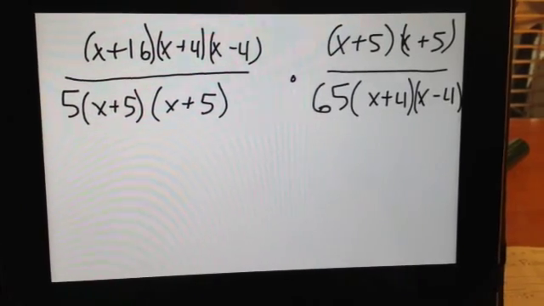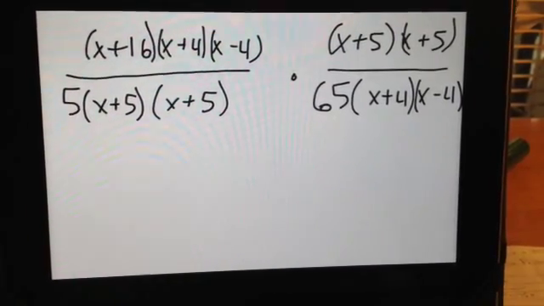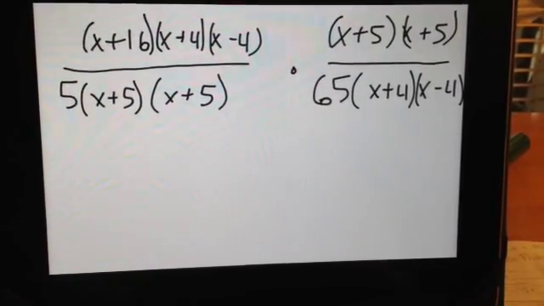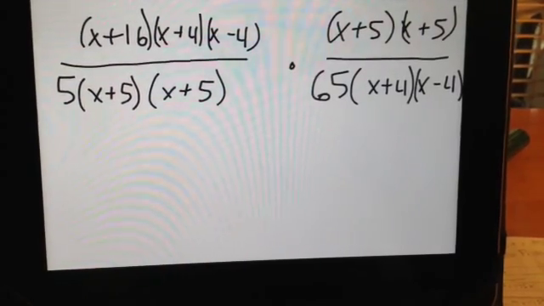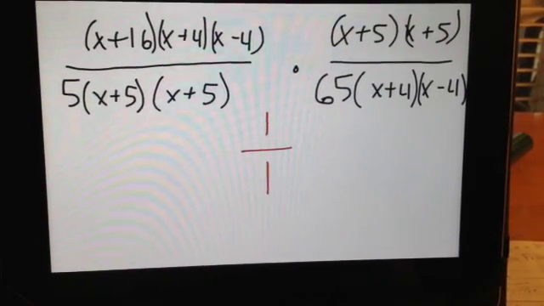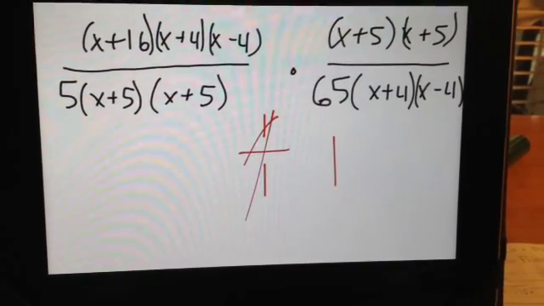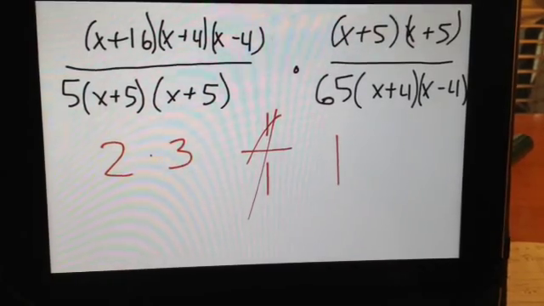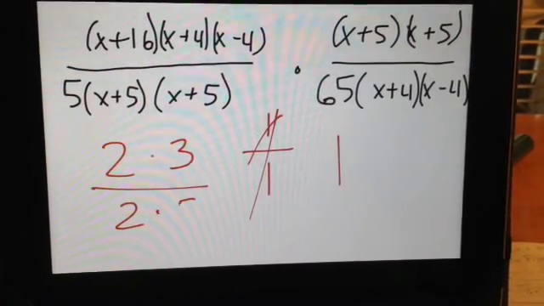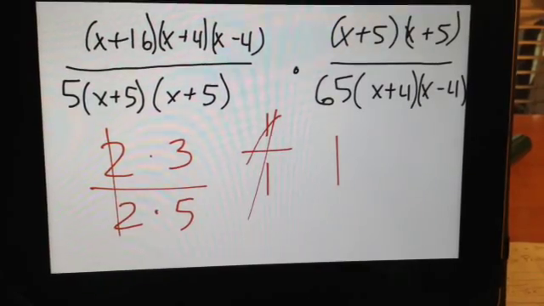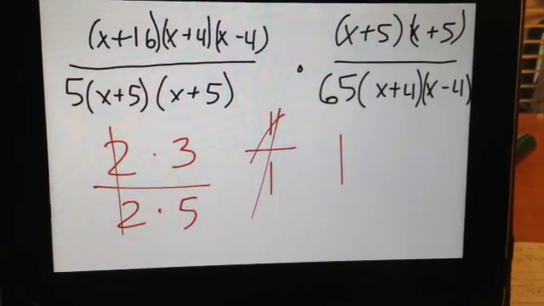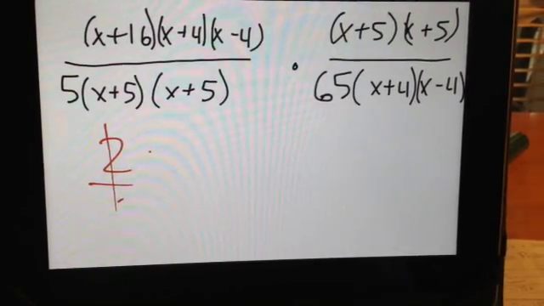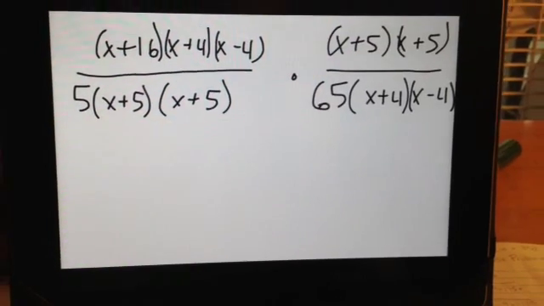Alright, now that we have all of them all the way factored out completely, we just look for some that cancel out, which is like if you take a 1 and divide it by 1, it equals 1, so they just end up canceling out. So if it's like 2 times 3 and 2 times 5, it's the same thing as 3 divided by 5. So we just look for things that cancel out, things that are the same on the top as the bottom.